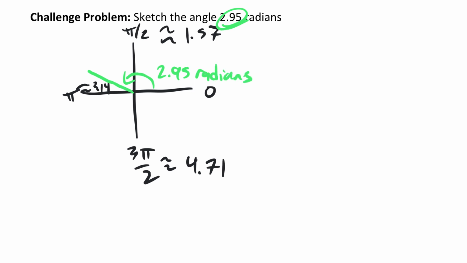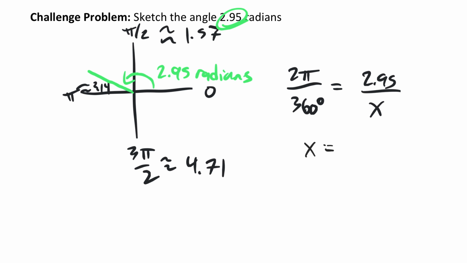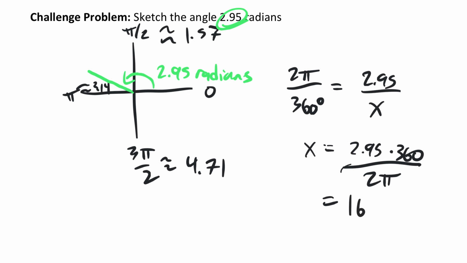And like I said, we could convert it to degrees just to check. We could put the 2 pi radians on the top and the 360 degrees on the bottom. 2.95 radians on the top and x degrees on the bottom. We cross multiply to get x equals 2.95 times 360 divided by 2 pi. Now we go ahead and grab a calculator, and that gives us 169.02 degrees, which looks close to 180, just a little bit before, which is what we drew on the XY axis there.